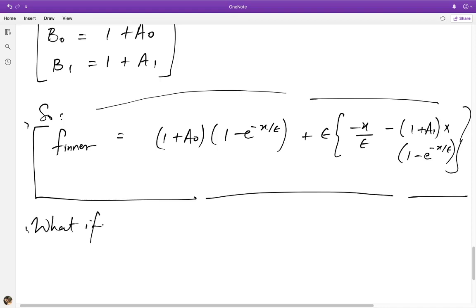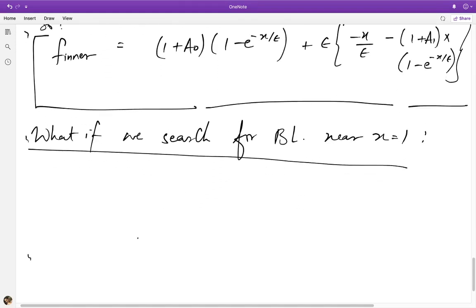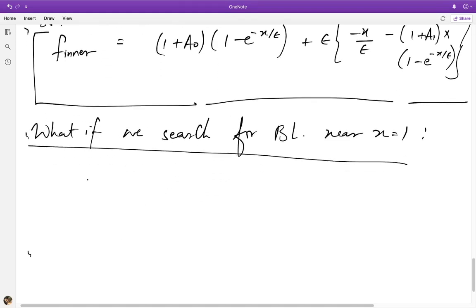So basically, what if we search for a boundary layer near x equals 1? Right, that's what we will explore now. So essentially we have to go back to our problem and again look for a stretching of the coordinate.